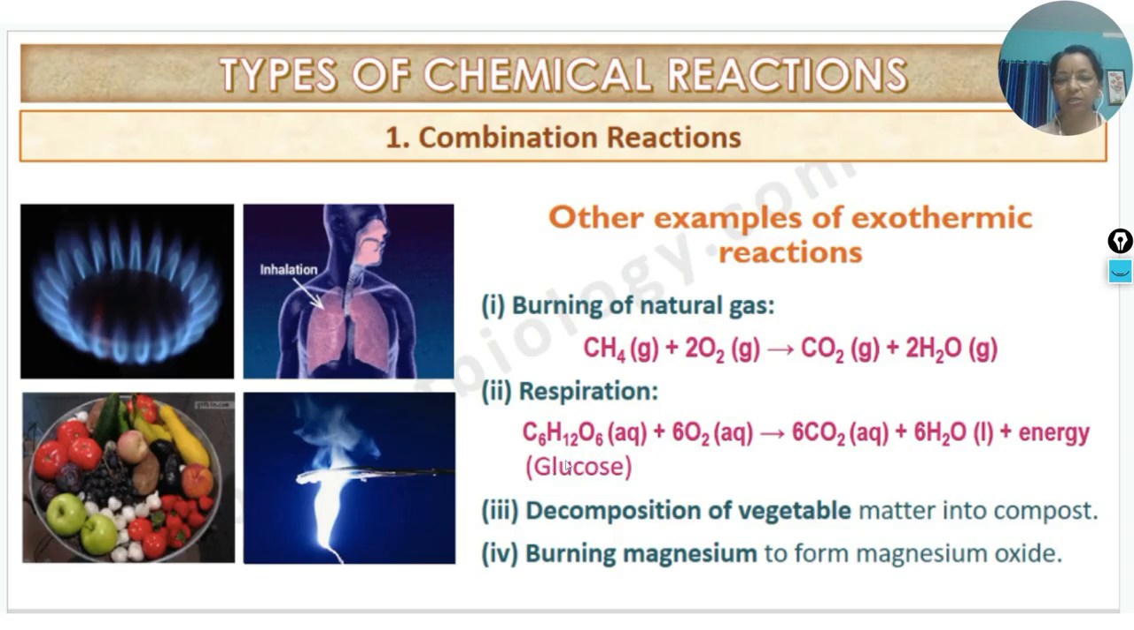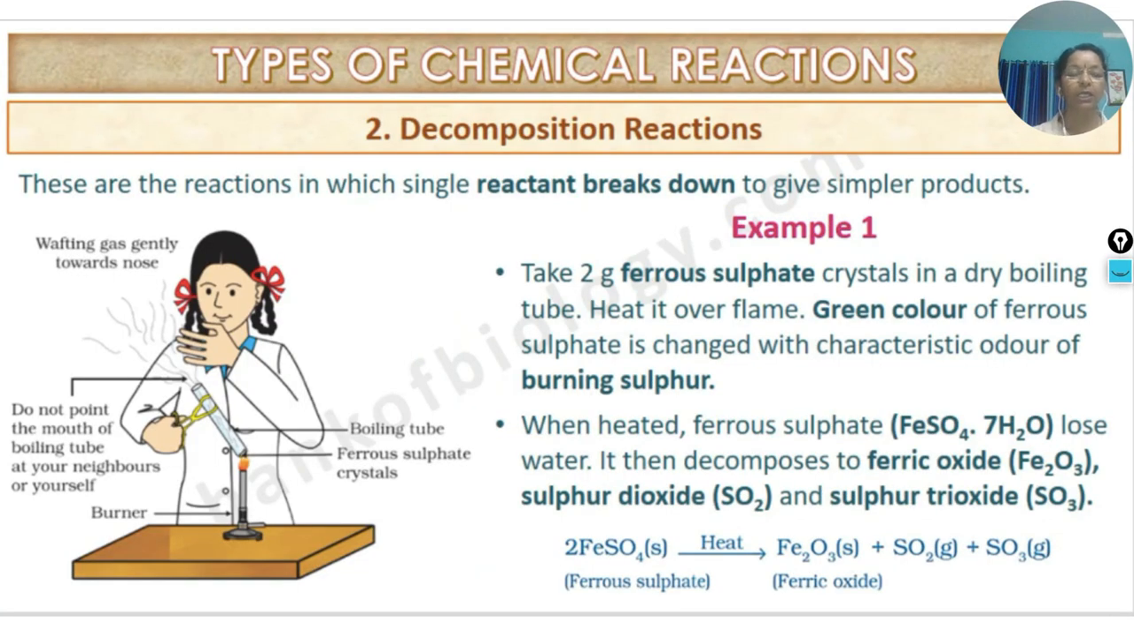It shows respiration as a combination reaction as well as an exothermic reaction. So why do we call respiration an exothermic reaction? Because there is liberation of energy. Then other examples are decomposed vegetable matter into compost, and burning of magnesium ribbon which we saw in the previous examples. These are examples for combination reactions. One thing we noticed is that in all the cases there is liberation of heat, or otherwise they are exothermic reactions. The next category is decomposition reaction.